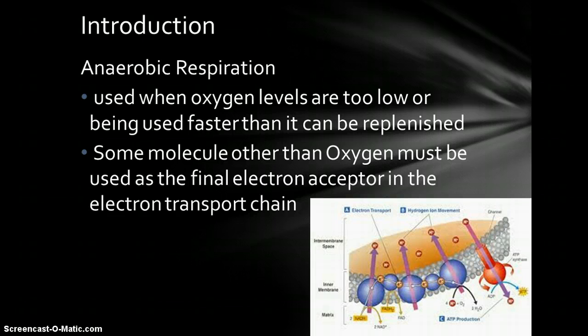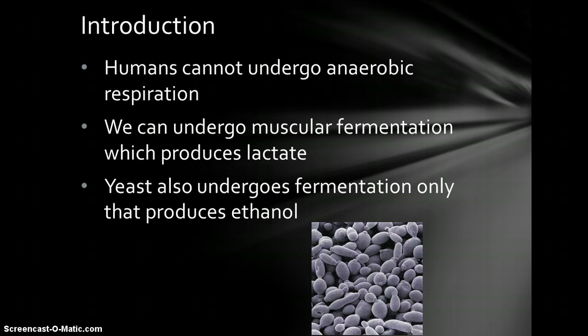So anaerobic respiration is used when oxygen levels are either too low or being used faster than they can be replenished, like when you're working out, for example. Now some molecule other than oxygen will have to be used as a final electron acceptor during the electron transport chain, because it obviously can't use oxygen because it's without oxygen. And so humans cannot undergo anaerobic respiration.